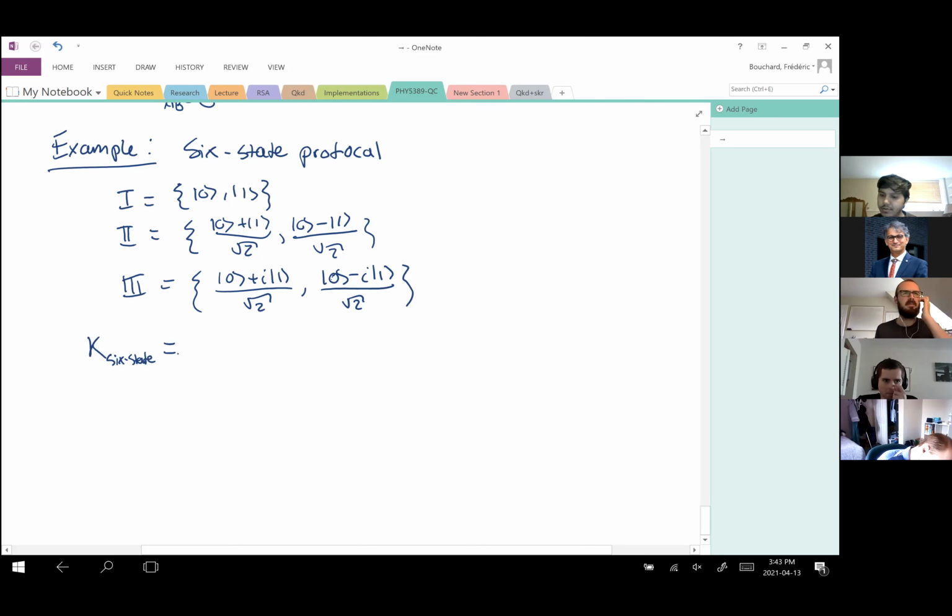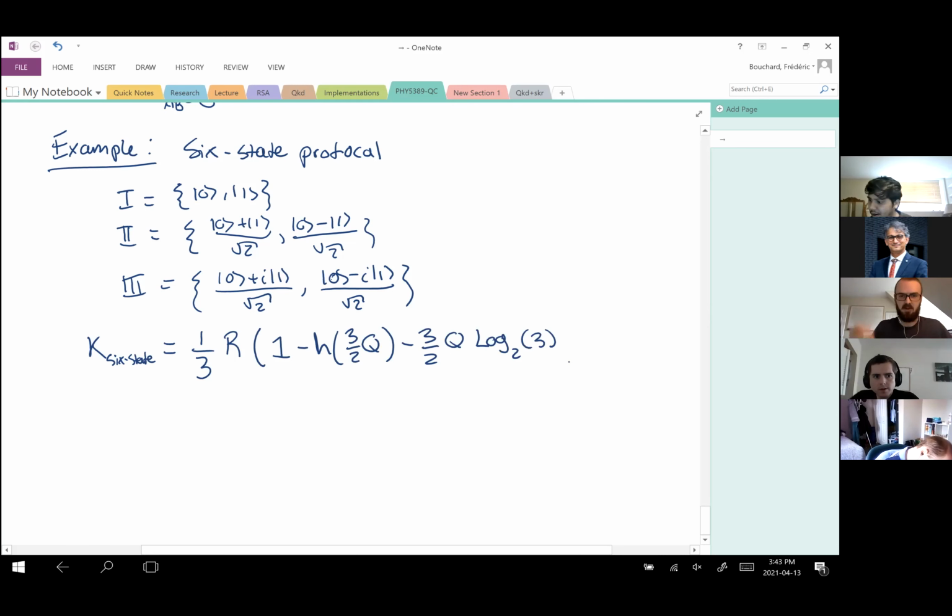Now you're going to get a factor of 1/3 instead of 1/2, because the 1/2 was the sifting factor, since you only had 2 bases. Now you have 3, so you get 1/3 for R. Then you get a slightly different equation here. Now we're going to go through the whole process of calculating the secret key rate from the mutual information for this protocol.